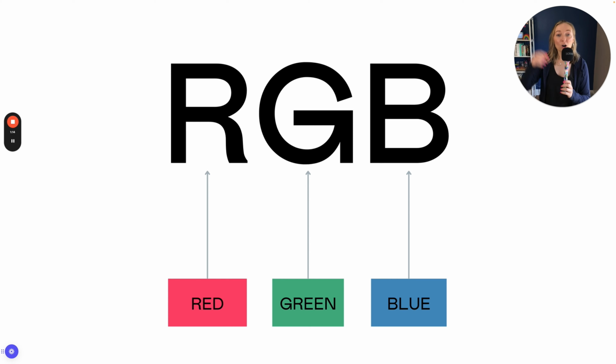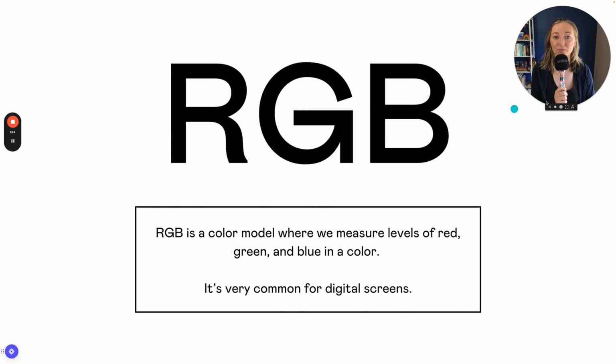So we're going to start with RGB. RGB quite literally stands for red, green, and blue. So when we talk about RGB color, we are talking about red, green, blue. Now, RGB is a color model where we measure levels of red, green, and blue in a color, and it's very common for digital screens. Think your phone, your computer, your TV.